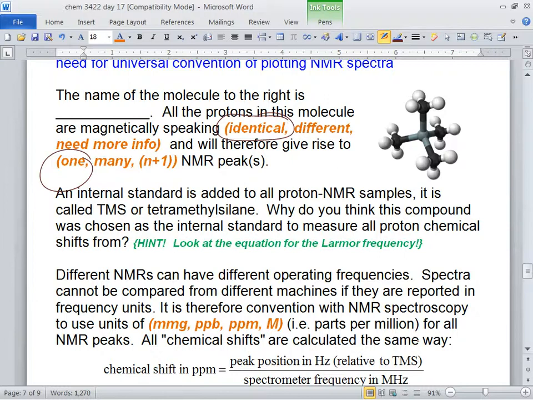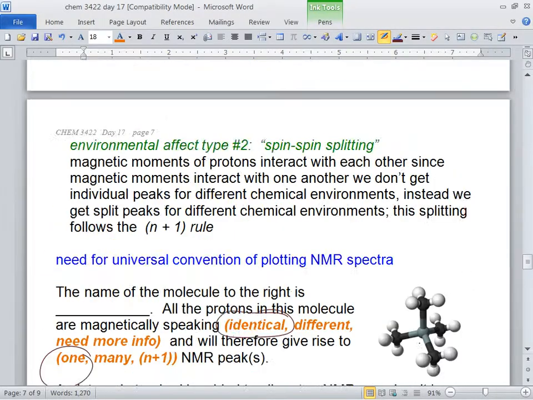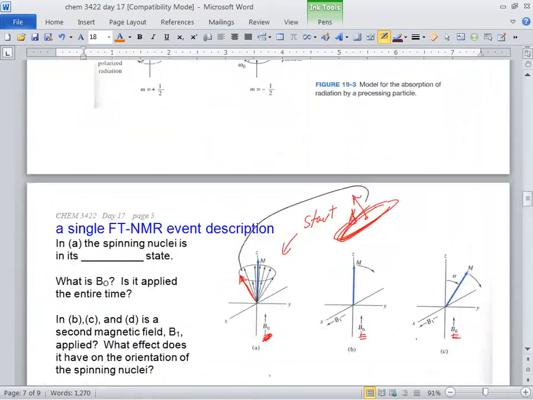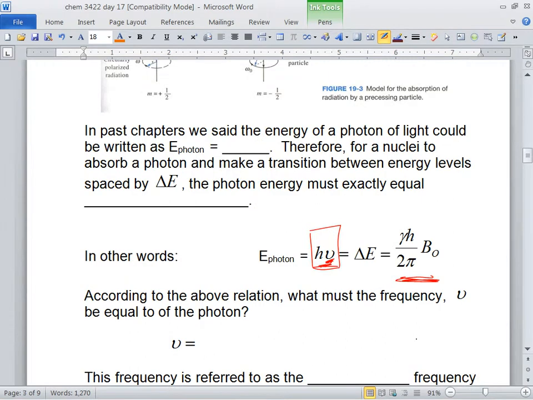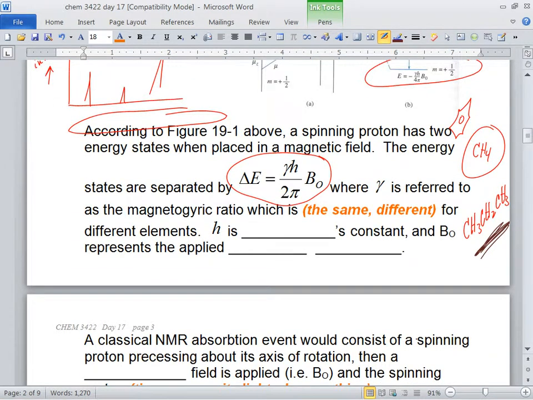Why? Hint, look at the equation for the Larmor frequency. All right, well, we've got to go back up and look for the equation for the Larmor frequency. But the magnetic fields would be the same for all protons. Here's the equation for the Larmor frequency, right? What was this B naught again? The magnetic field that it felt, right? Okay, you have two NMRs.